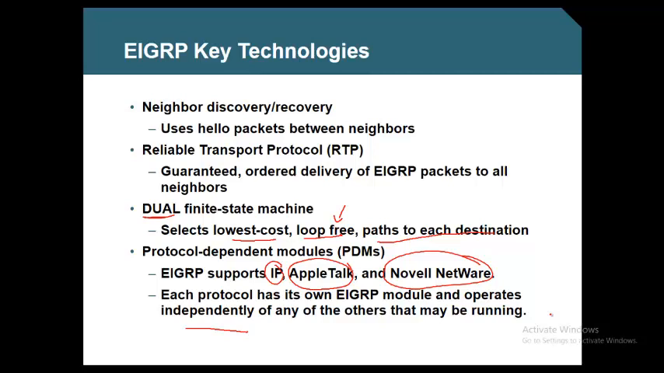IPv4 depends on its own module. IPv6 depends on its own EIGRP module. IPv6 EIGRP module cannot be used by IPv4. They are all independent of each other. Is this page clear?